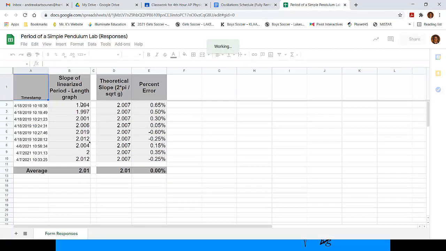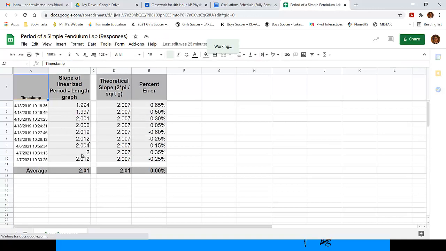And here are the slopes that people found. You'll notice they are all very close to one another. I mean, very, very close to one another. We're talking hundredths here. And they average out to 2.01. Our theoretical slope, if we take 2 pi over the square root of G, is 2.007 if I take it out even one sig fig further. And of course, that averages out to 2.01, which means we have 0% error.